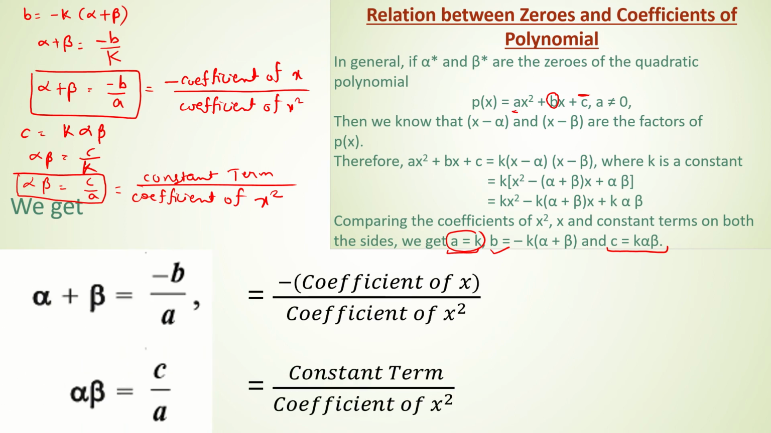So we have obtained alpha plus beta equals minus b upon a, where b is the coefficient of x and a is the coefficient of x square. Product of zeros is equal to c upon a. That means it is the ratio of the constant term and the coefficient of x square, or it can also be written in words as sum of zeros and product of zeros.